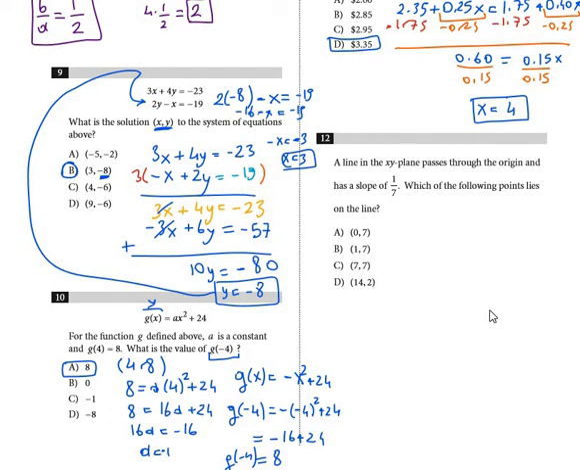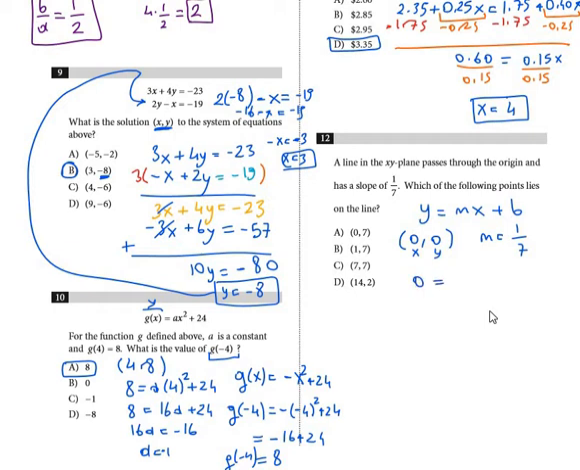A line in the xy plane passes through the origin and has a slope of 1/7. Which of the following points lies on the line? Okay, so for this question, our template is y equals mx plus b. And we know that this equation passes through the origin, which is (0, 0). And the slope, which is m, is given as 1/7. So we can make up this equation actually.